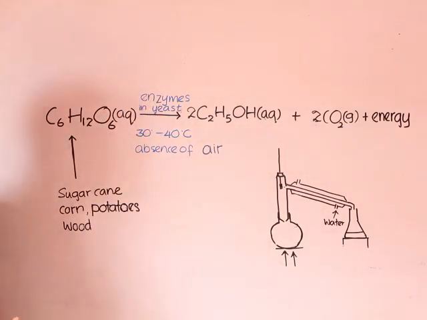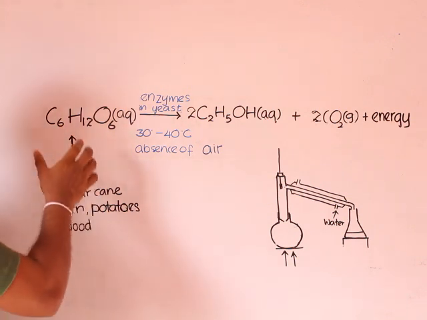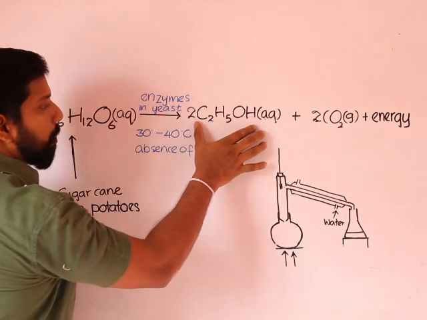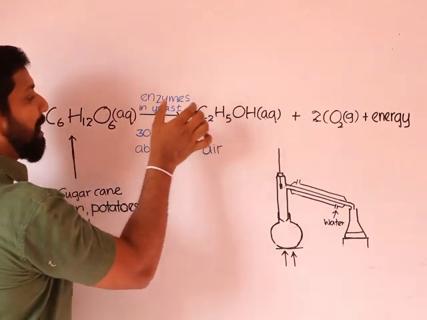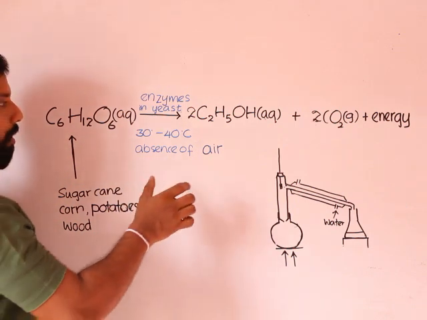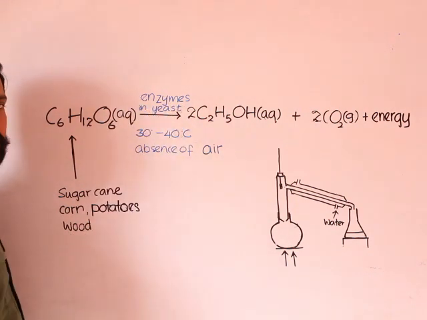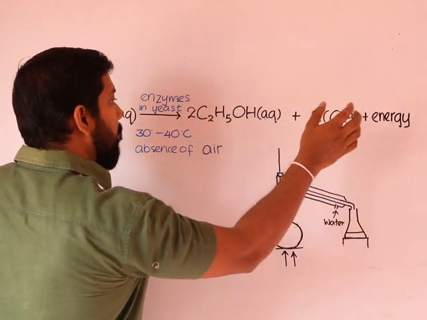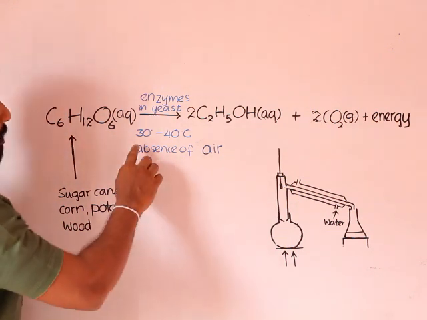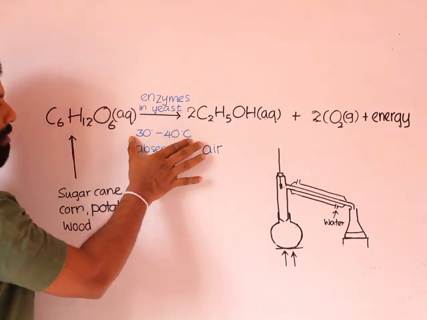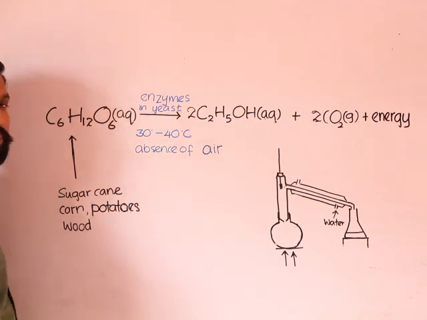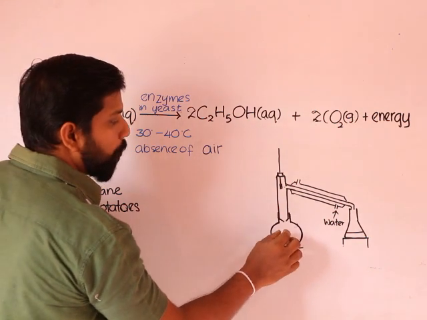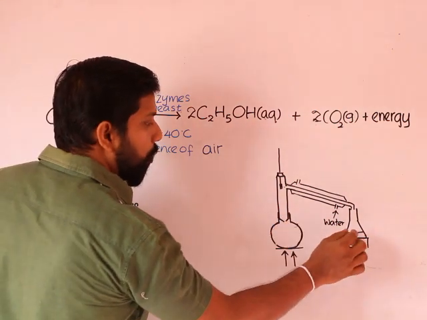So as a summary, I can explain to you. We use glucose in order to produce ethanol using the enzymes of yeast as a catalyst. This produces carbon dioxide as a byproduct and of course energy. The conditions you need to remember: 30 to 40 degrees Celsius and the absence of air. Once ethanol is produced, we have to carry out fractional distillation in order to obtain ethanol.